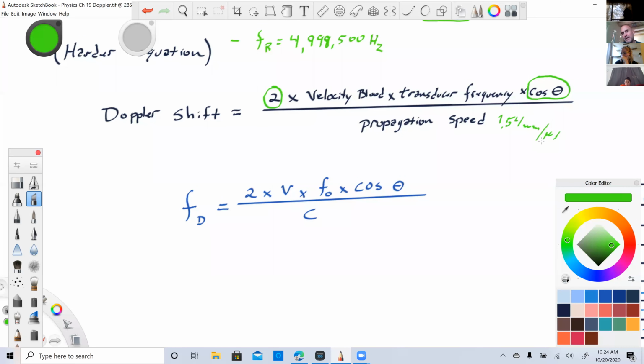So, written in a little bit cleaner way: FD for Doppler shift equals 2 times V for velocity, times F0 for the operating frequency of the transducer, times the cosine theta. We're going to talk a little bit more about cosine theta. All divided by C, 1.54. All right.